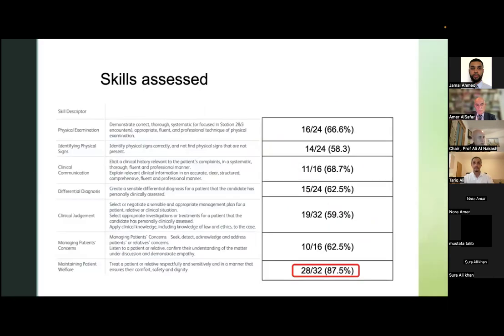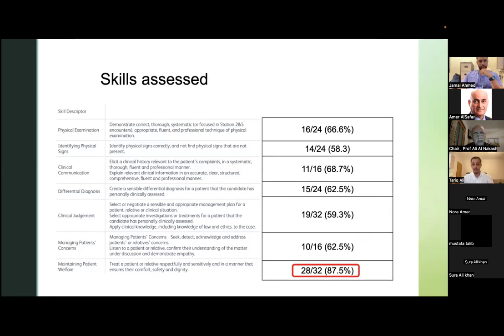Next slide. So these are the 7 skills that our professor was speaking about a moment ago. You can read them all on the left side: physical examination, identifying physical signs, clinical communication, differential diagnosis, clinical judgment, managing patient concerns, and the last one is maintaining patient welfare. On the right side, we've got the most recent mark scheme and the pass percentage requirements. You can see on average, you need to be getting above 60 to 65%. You should be aiming for 70 to 80% at least.